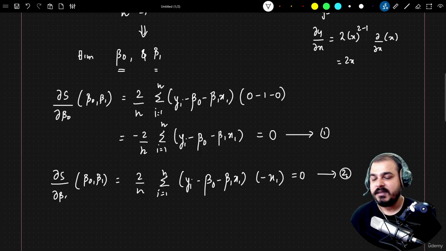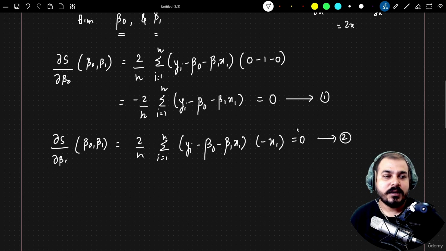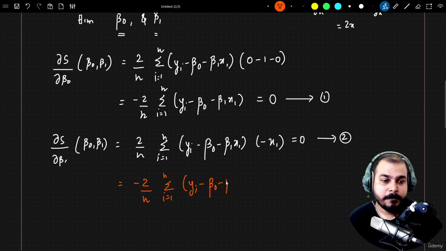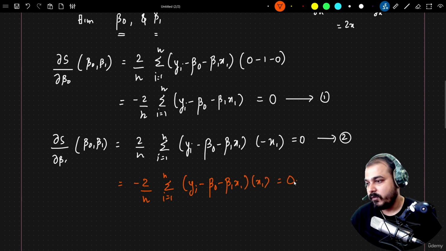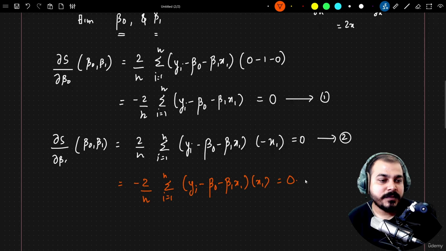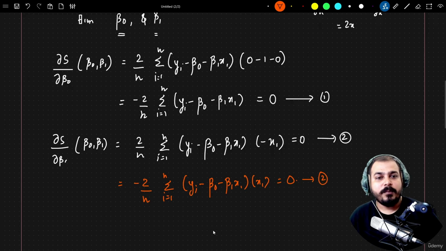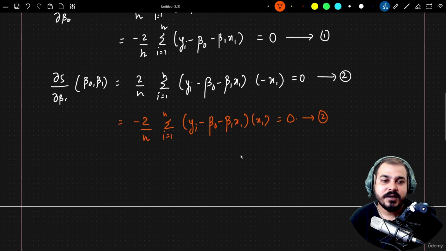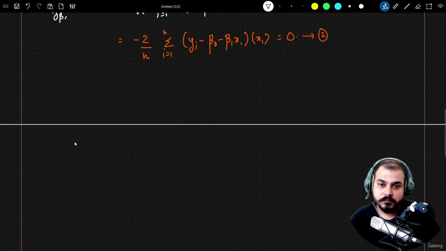So this will basically become my second equation. I can write this equation over here because I'm trying to prove to you what the formula is: summation of i equal to 1 to n of y of i minus beta 0 minus beta 1 x1, multiplied by x1, is equal to 0. This is my entire equation and this becomes my second equation. Now with the help of these two equations, I'm going to simplify and try to find out beta 0 and beta 1, and we'll calculate them.